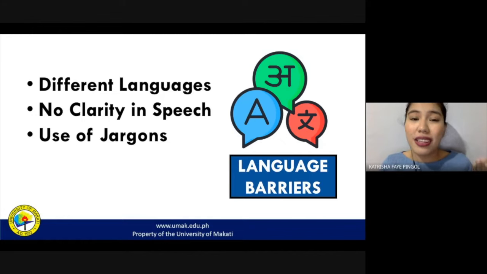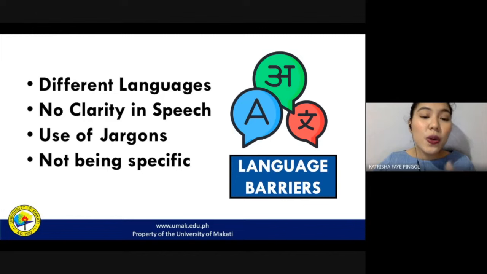Misunderstanding will definitely ensue. Remember that when you are also not being specific, meaning you are not really pointing out what it is that you want to say, what it is that you want to deliver, then that could be a form of language barrier as well. In English, they refer to it as dilly-dallying. You are beating around the bush. You are not going straight to the point. You are not being very clear and concise about your message.